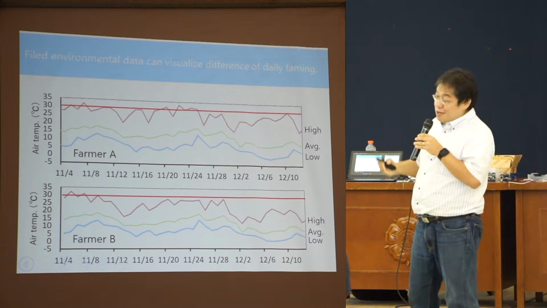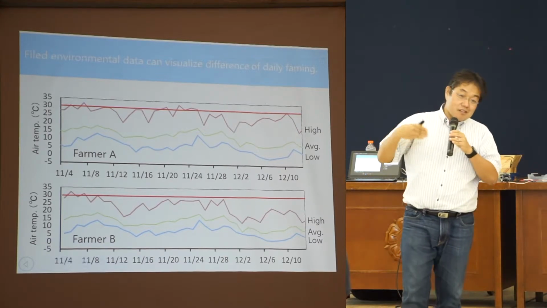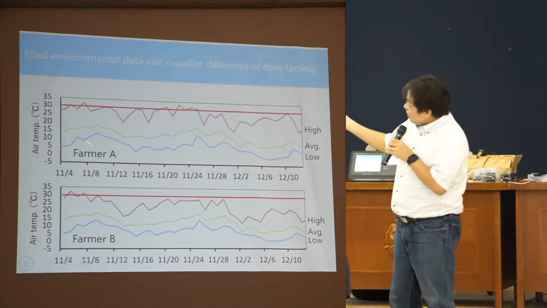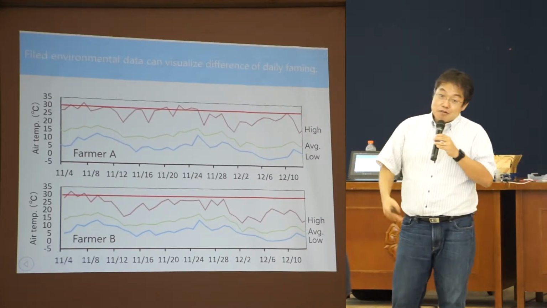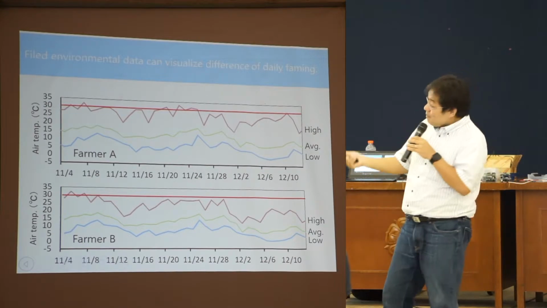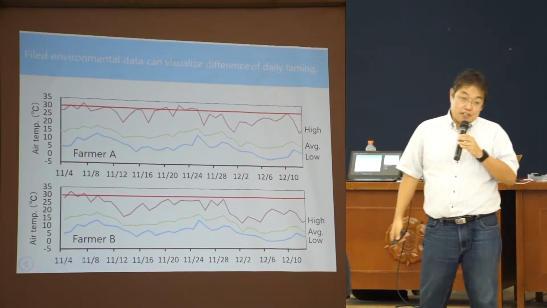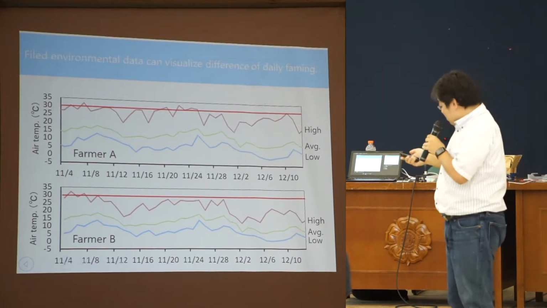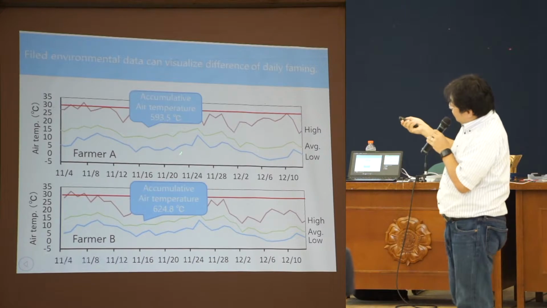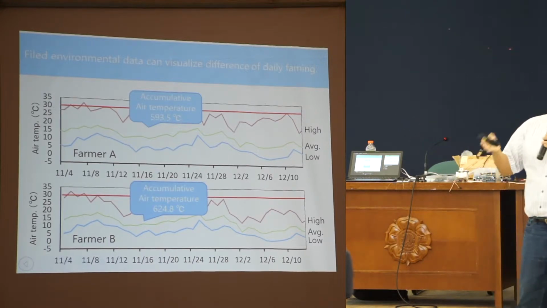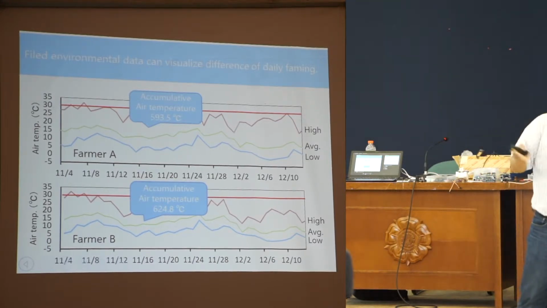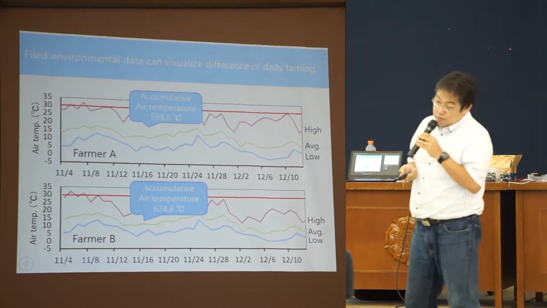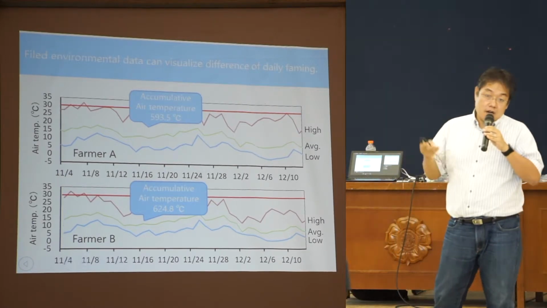But farmer A wants to increase the cycle of plant cultivation. So farmer A does not pay attention to the environmental condition, but farmer B carefully checks the environment of the greenhouse. The accumulation of temperature is closely related to plant growth. So this is good information to estimate plant growth prediction.